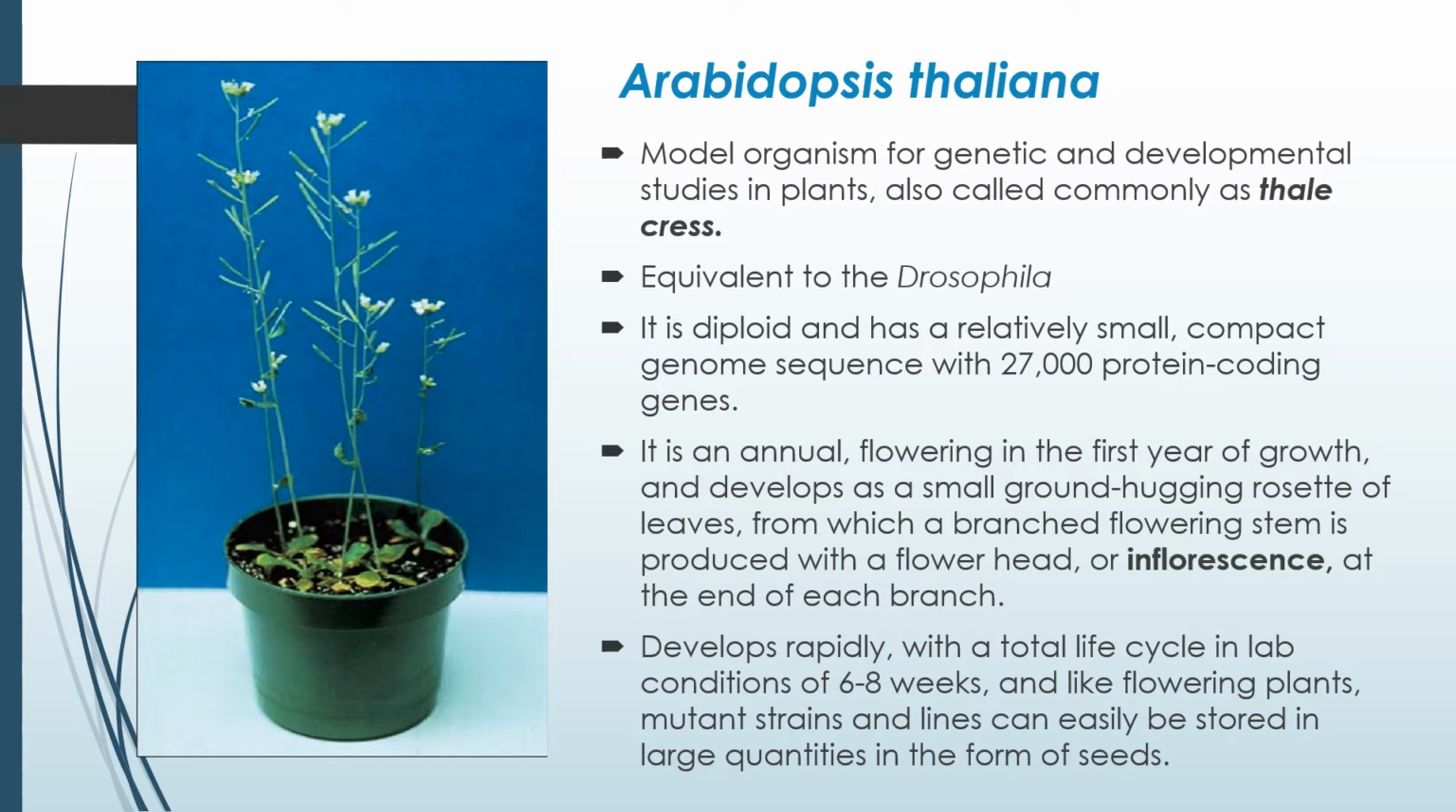Okay? So, it is an annual type of plant, flowering in the first year of growth, and develops as a small ground-hugging rosette of leaves, from which a branch flowering stem is produced with a flower head or inflorescence at the end of each branch. Okay? So, ibig sabihin ng annual, yung growth niya ay yearly.